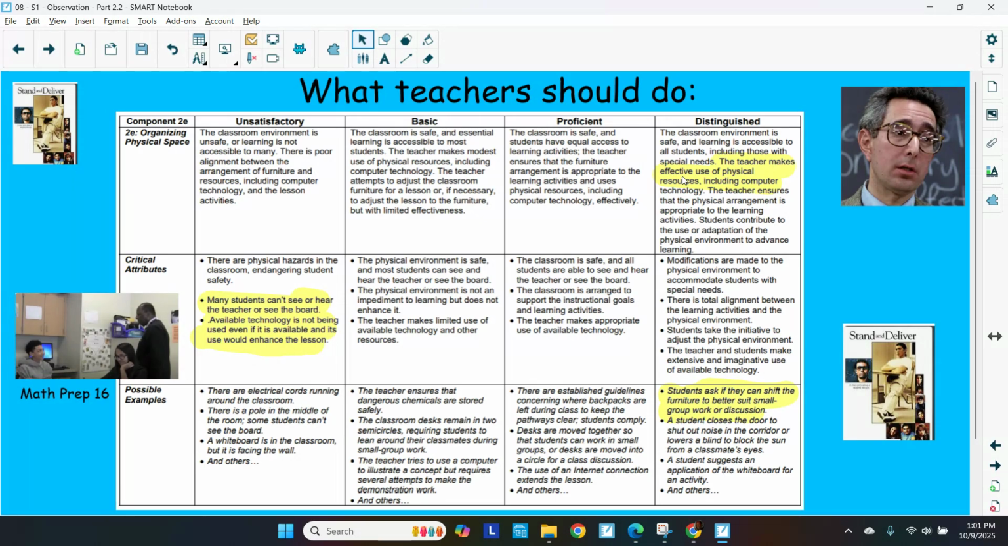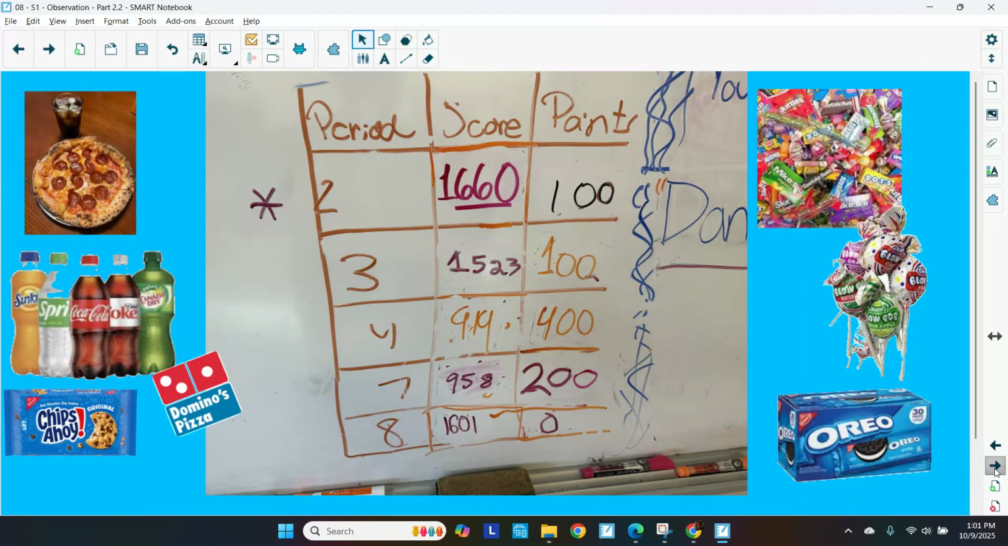The teacher makes effective use of the physical resources, including the computer. Students ask if they can shift the furniture in a better way, suiting the smaller group for work and discussion. I had my Espanol students tell me, can we move the desks in the shape of a U so you can talk to us and see us? That was nice because we split up the room in half and it was hard to just go to one person. So I ended up listening to their comment, and definitely that's distinguished.